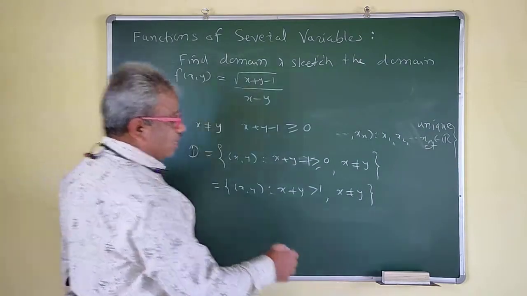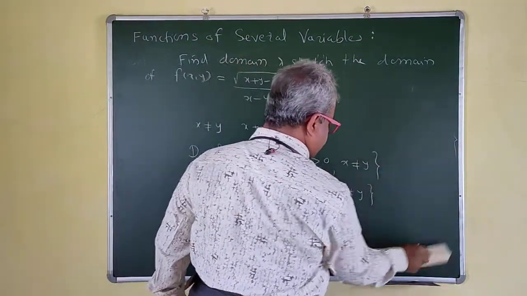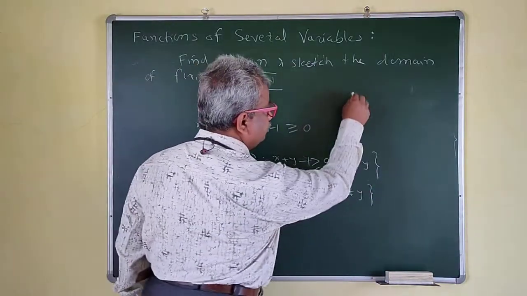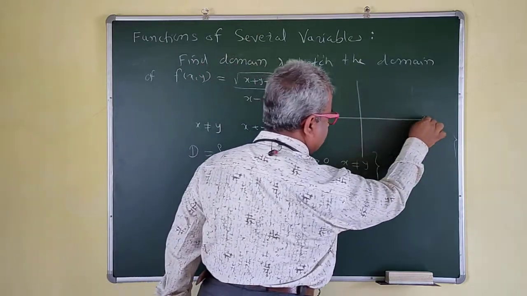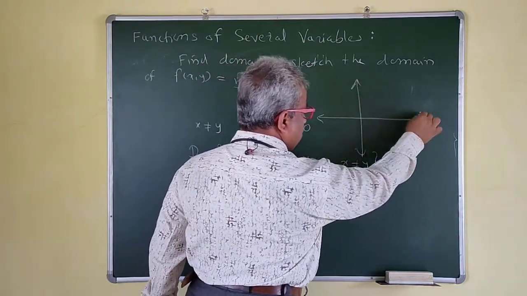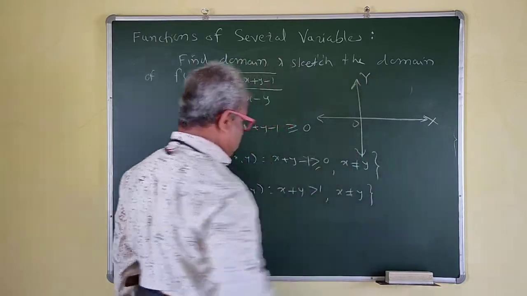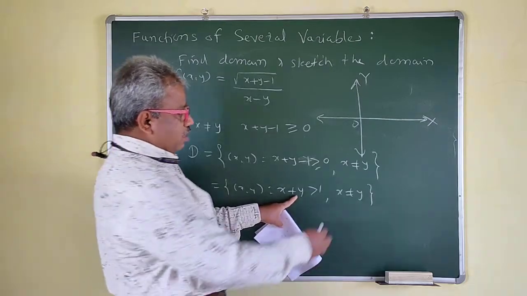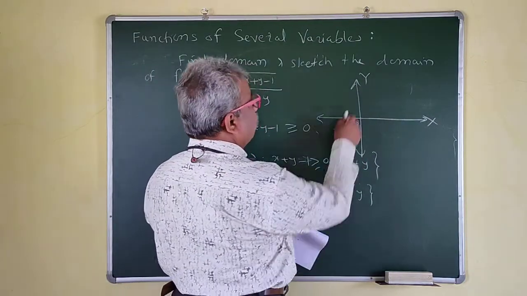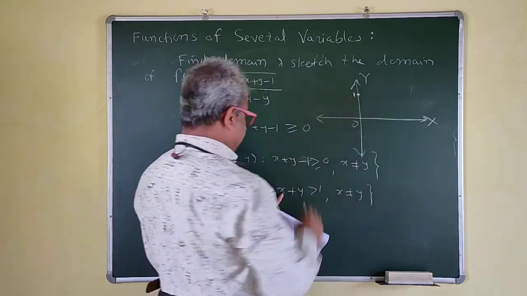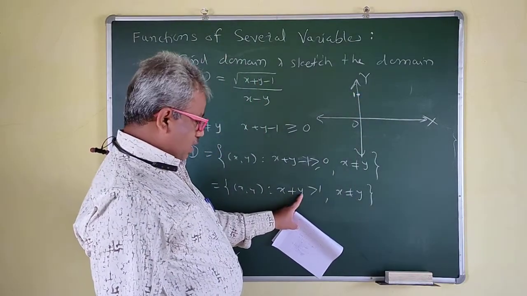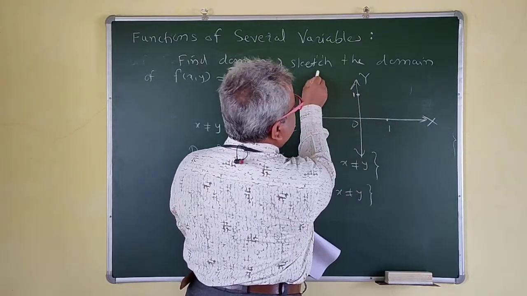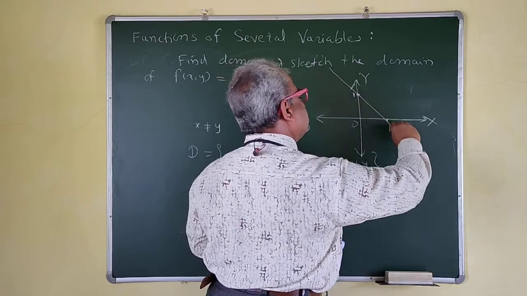So how to sketch this region? Suppose this is your x-axis, this is your y-axis, and this is your origin. Now how can you draw the line x + y = 1? Take x = 0. What is the value of y? The value of y is 1. This is 1. Then put y = 0, then the value of x is 1. So x is 1 here. Then we will draw this line.